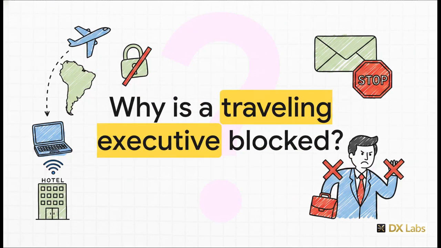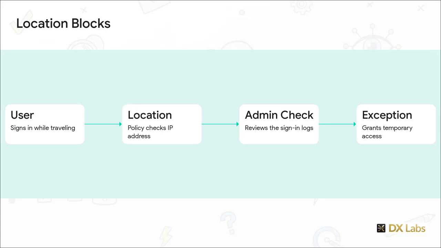But what if it's just a false alarm? Why is a traveling executive blocked? Imagine your top sales executive flies out to a conference in South America, logs in from a random hotel Wi-Fi, and suddenly gets totally locked out of their corporate email. Organizations frequently use conditional access to block unfamiliar geographic locations or IP addresses. So the user tries to log in, the system checks the location or IP, and blocks them.